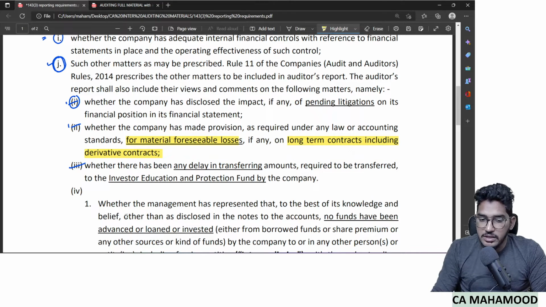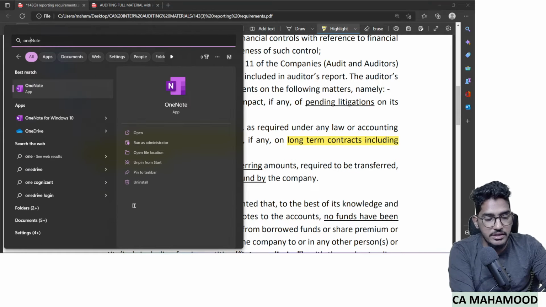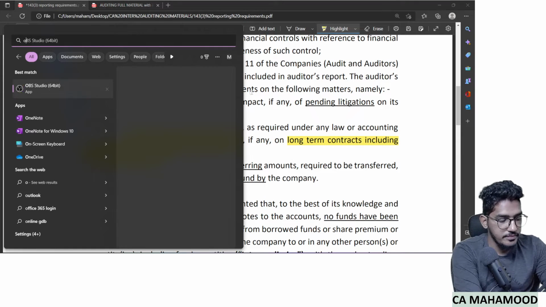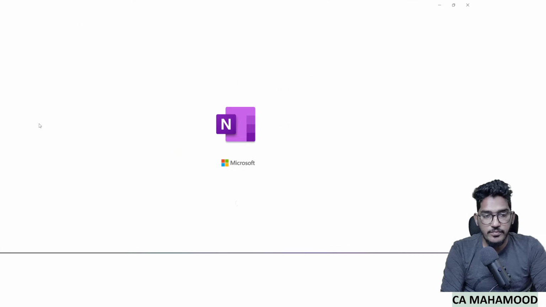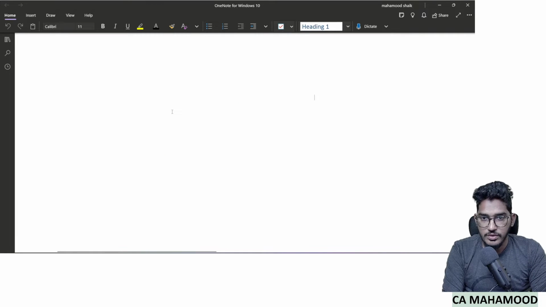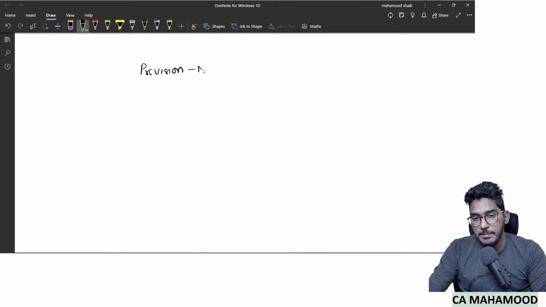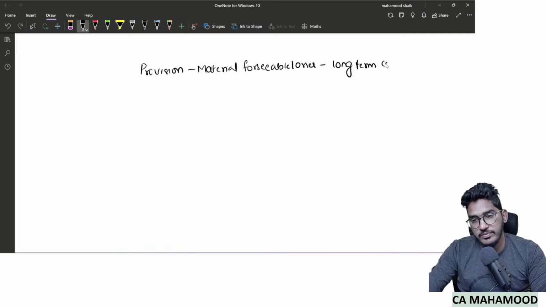Now, what is this particular point about? Let us try to understand it with the help of an example. What they are trying to say here is whether the company has made provision. Provision for what? Provision for material foreseeable losses, if any, arising out of long-term contracts.